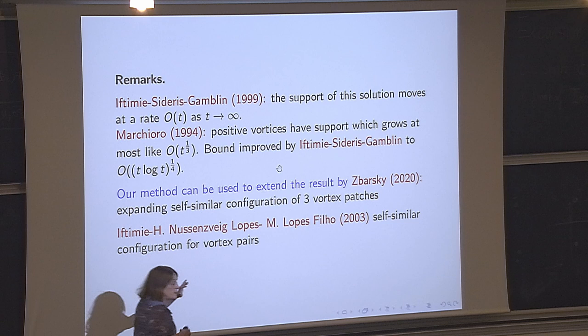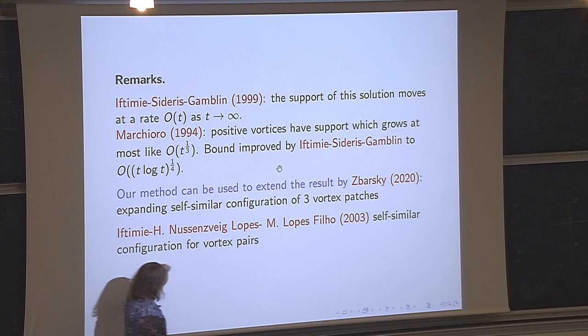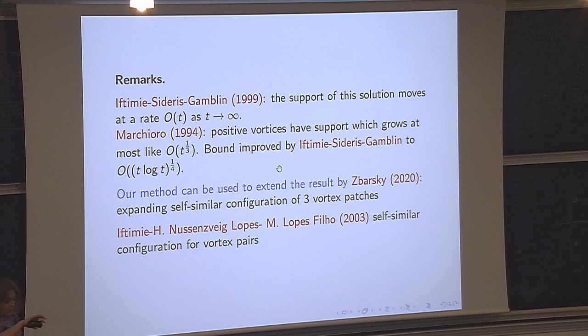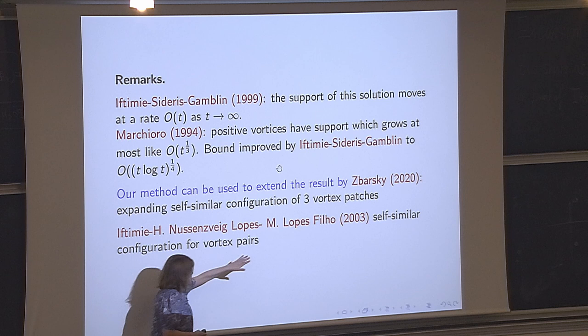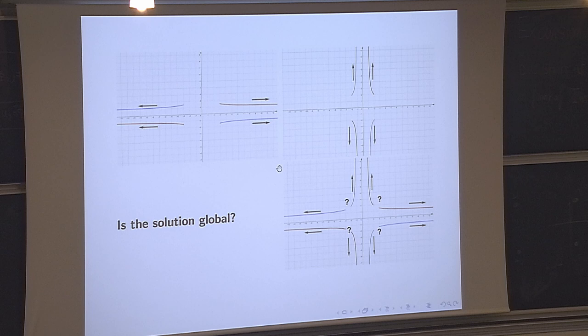Now, let me also mention that there is an interesting result by Zbarsky, in which they put three vortices, but they are vortex patches, and they expand in a self-similar configuration. We think we can also do this. And let me mention this paper in which Elena, with Milton and Iftimie, worked on a self-similar configuration for the vortex pair. So what is the meaning of this picture? We construct this, right? We have two vortex pairs, this is positive, this is negative, this is negative, this is positive, traveling this way. And we also constructed this.